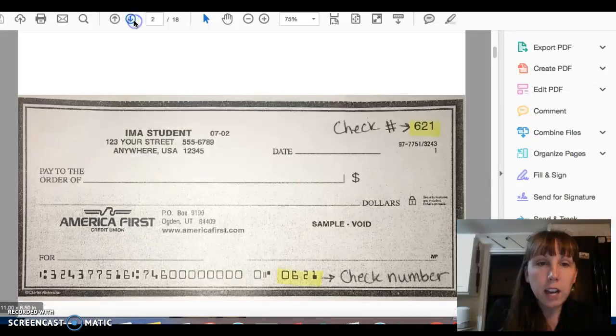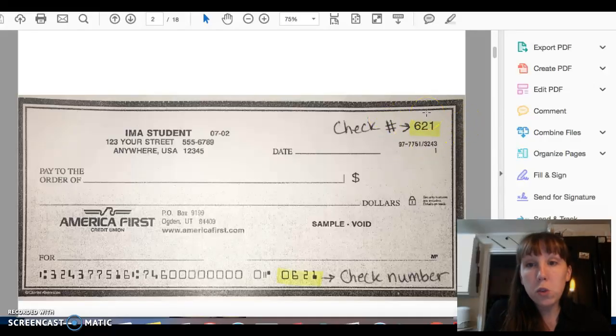Next part we're going to look at is the check number. So we're really going to focus in on each part of the check. And first we're going to talk about the check number. Now the check number is usually located in the upper right hand corner. It's usually also the last 4 digits or so on the bottom. We'll talk about those other numbers later, but right now we're just talking about the check number.